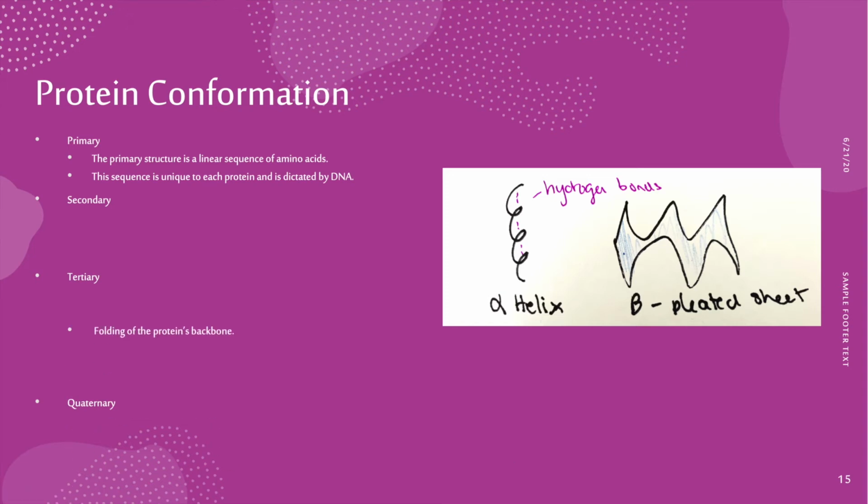Secondary structure involves the folding of the protein's backbone. Hydrogen bonding between the peptide bonds stabilizes the structure. There are 2 main types of secondary structures, the alpha helix and the beta pleated sheet.